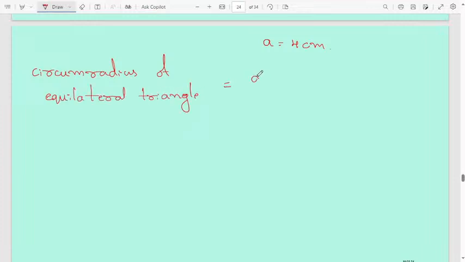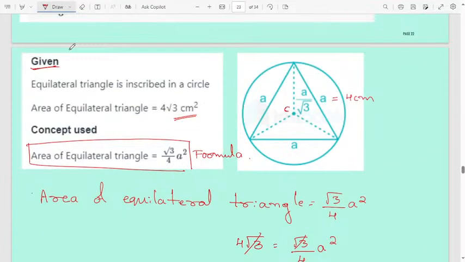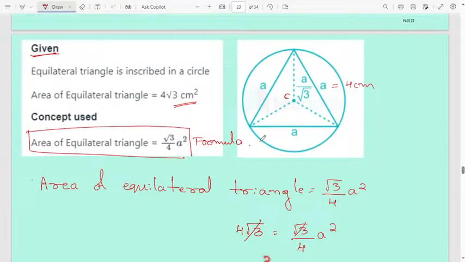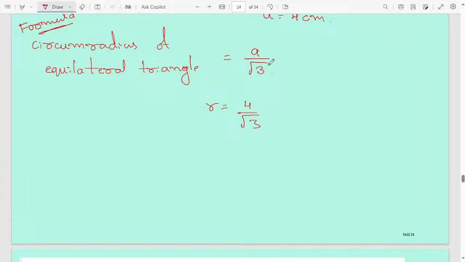This will be equal to a divided by root 3. Then r will be equal to 4 by root 3. This is the formula you have to remember. Formula: circumradius of an equilateral triangle. When you are having an equilateral triangle, circumradius of an equilateral triangle will be equal to a divided by root 3. This is the formula you have to use. You can use the formula directly. Okay. Then you will get r value, it will be 4 divided by root 3.